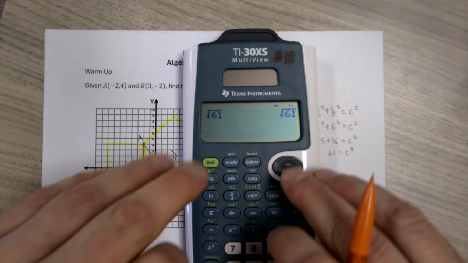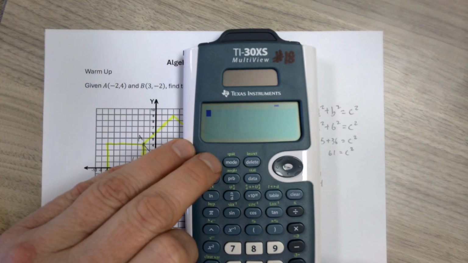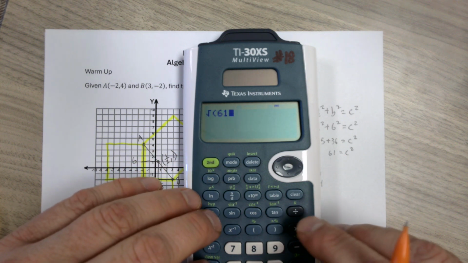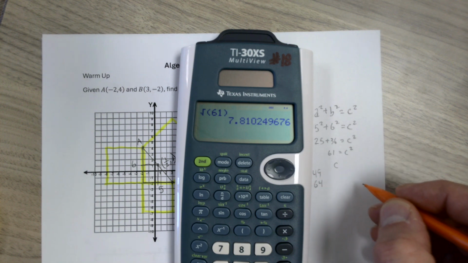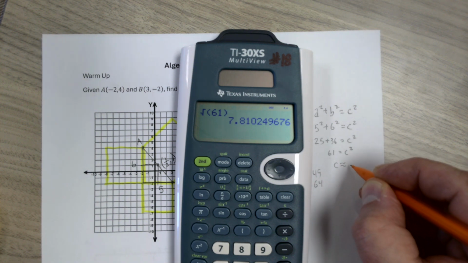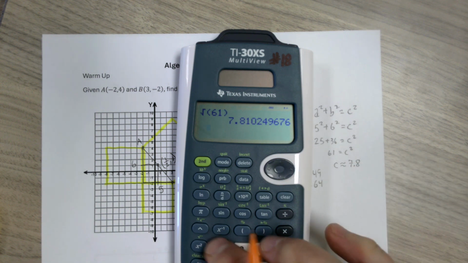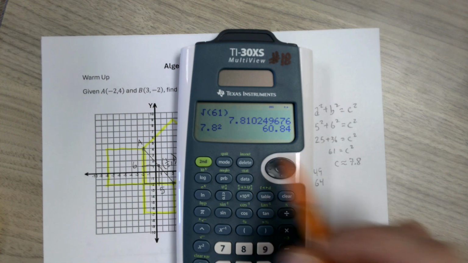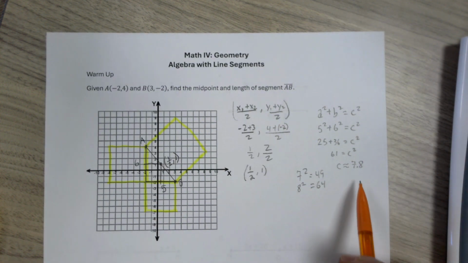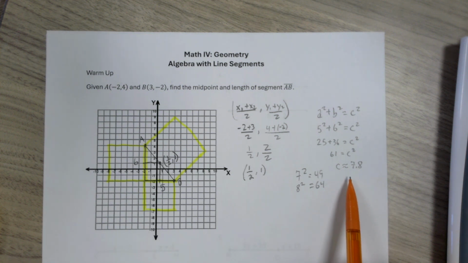So we need to change the mode to classic. Quit. And then let's do that again, 61. So it's about 7.8. So we'll put C is approximately 7.8. So if I do 7.8 squared, I get pretty close to 61, right? So I could put more decimals in my answers if I wanted, but we'll say that that's close enough for what we want. So that's how we use the Pythagorean theorem to find the distance.